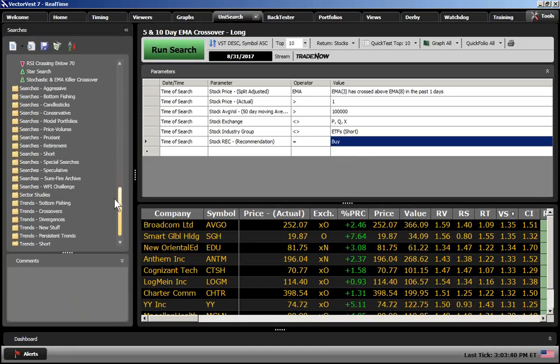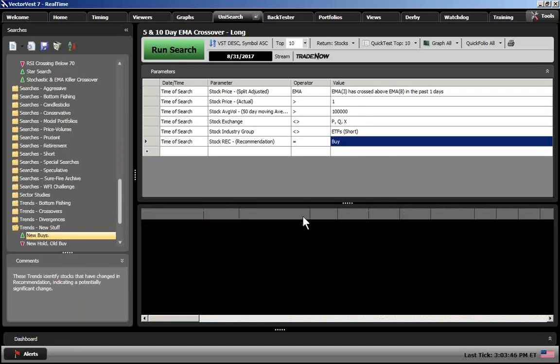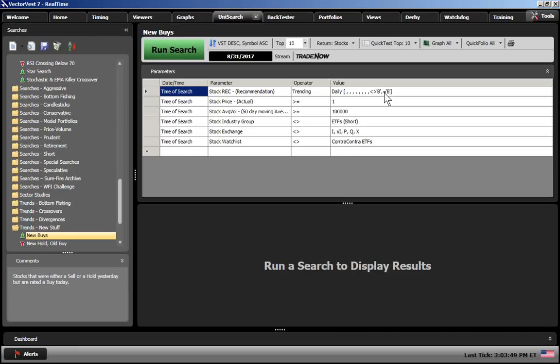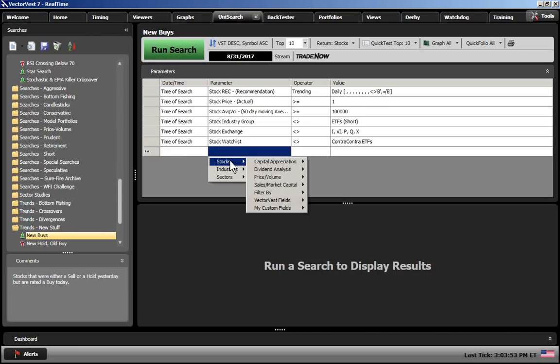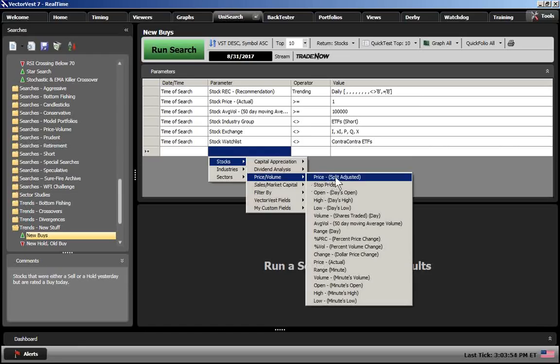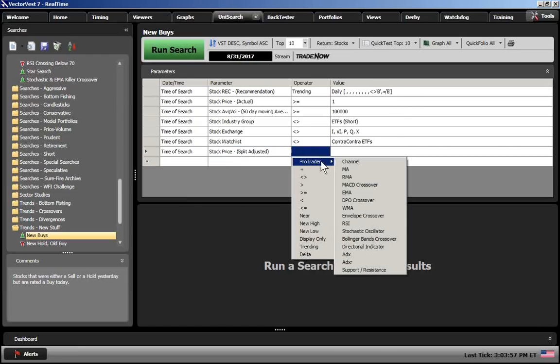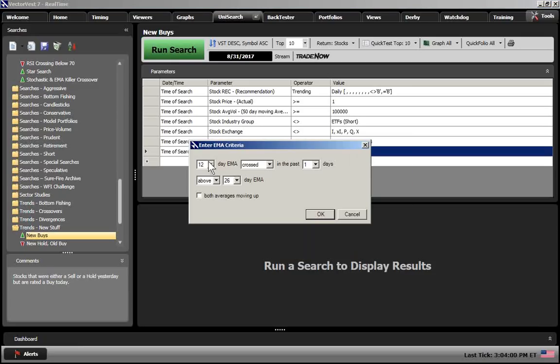Let's go to trends, new stuff. All right, where's trends, new stuff, new buys? All right, we put in new buys. Here we go. Stocks are the new buys. And now you want the 3 and the 8. I'm going to add the 3 and the 8. Stocks, price volume, price split adjusted, Pro Trader, exponential moving average, EMA. And let's put in the 3 and the 8.